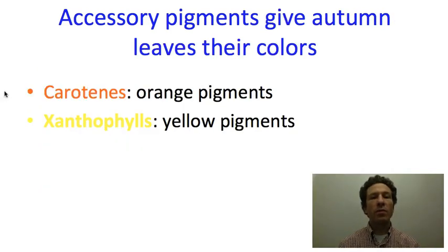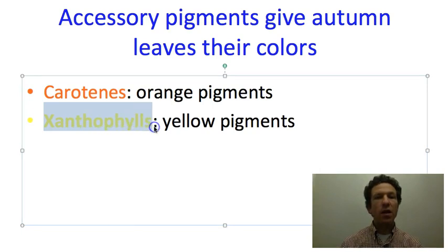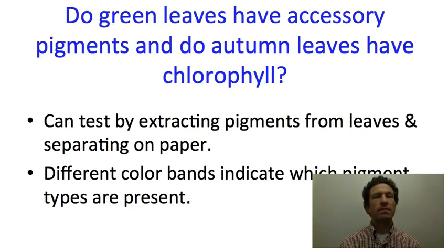There are 2 other important groups of accessory pigments. The first was chlorophyll B. The other 2 groups are carotenes, which tend to be orange in color, and xanthophylls, which tend to be yellow in color. They are related, but they have slightly different chemical structures.